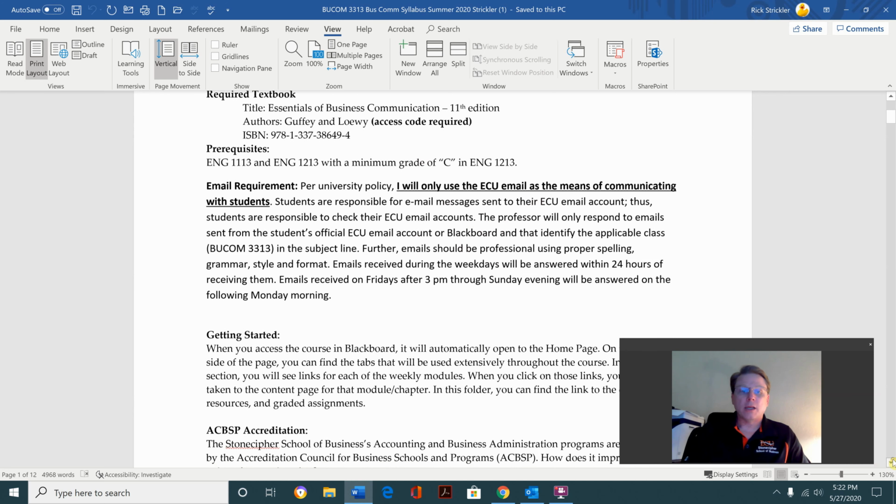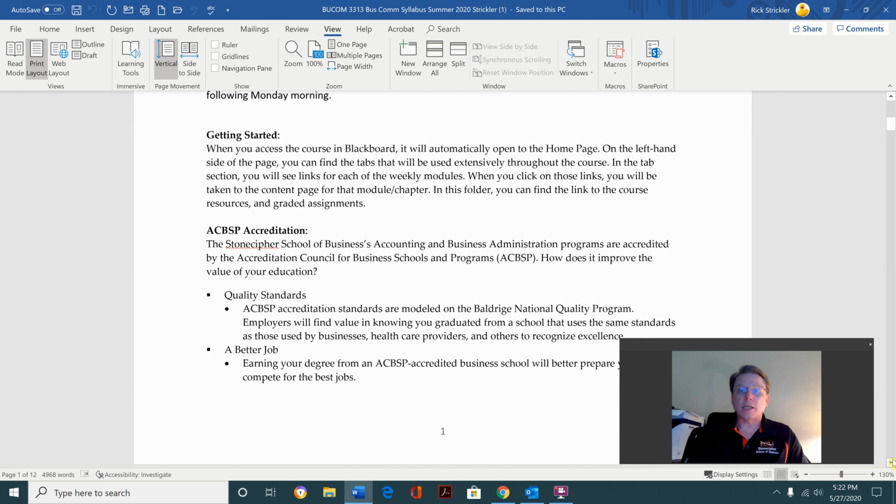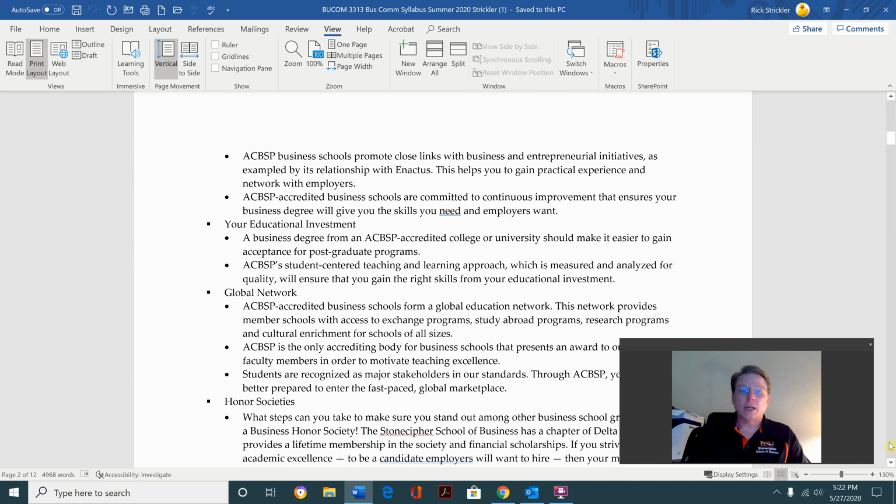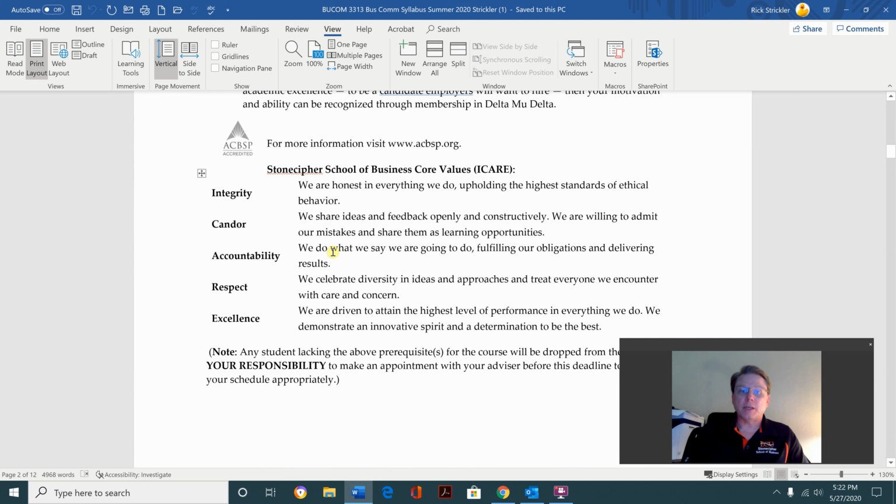Okay. And then getting started: access Blackboard and it automatically opens the homepage. And then what I just showed you to the left is all that information. Start here, week 1, week 2, week 3. Here's our accreditation information through the ACBSP. And that all goes through the ACBSP, and here's their symbol and all that good stuff.